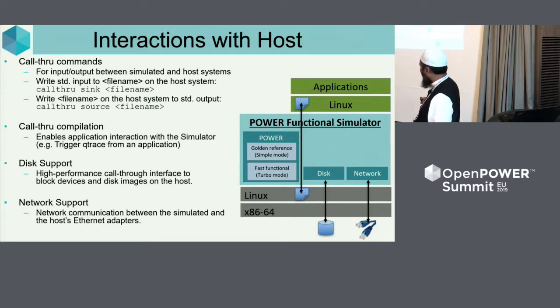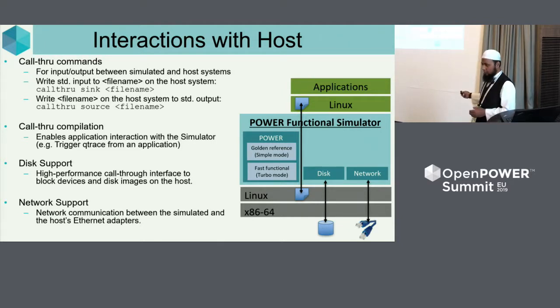And then there is disk support and network support that is also provided as part of this simulator. So we have a disk model, and this is the disk on the host. Similarly, this is the network on the host, and the simulator can actually communicate to the disk on the host or the network on the host. So the block devices that are connected to the host can be configured, or can be accessed from the simulator. Similarly, using this network, the simulator can connect to the physical network.